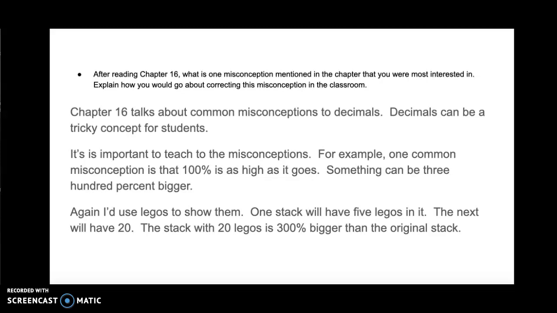For example, one common misconception is that 100% is as high as percentage goes. However, something can very easily be 300% bigger than what you start with. Again, I'd use Legos to show them. One stack will have 5 Legos on it. The next stack will have 20. The stack with 20 Legos is 300% bigger than the original stack. And you can show that to them. You can break it apart. This is why.